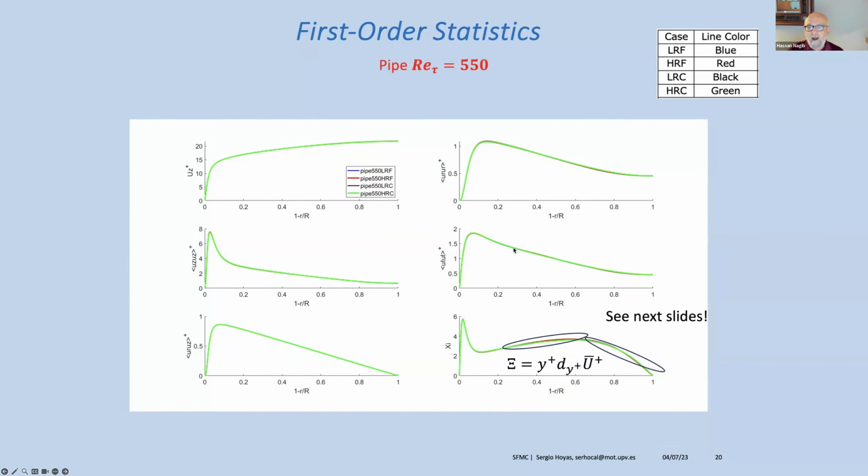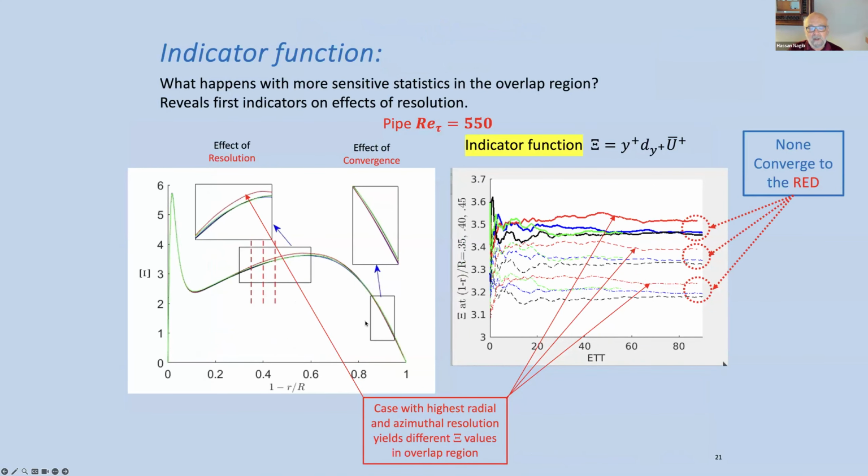Reynolds stresses look fine, but when you do the indicator function, if you look carefully, you can see the red one is coming up here. So I'm going to go to the next slide. And the picture looks very different. The red one is by itself. That's the highest resolution in both radial and azimuthal directions. And since you need to use this part of the curve of C, of the derivative, you need to fit a linear part here.